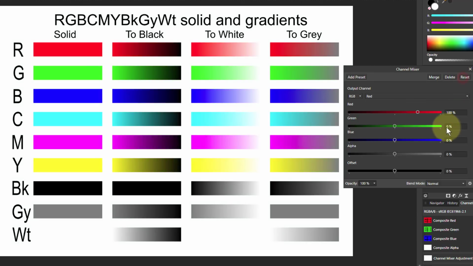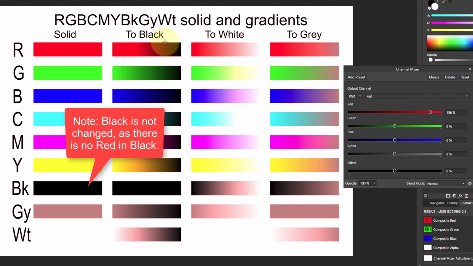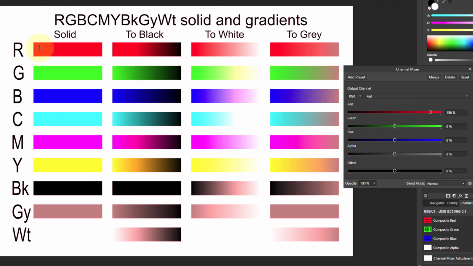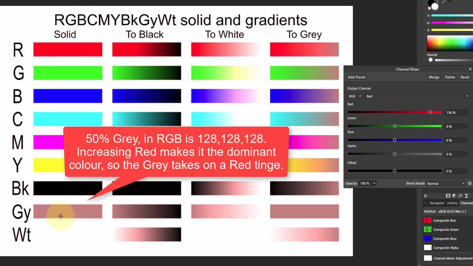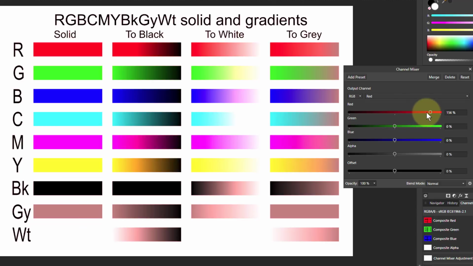So let's just reset this for a moment. What happens if I turn red up? When I'm turning red up, the white is not changing. And it's because the red in the white is already at 255. I can't increase it anymore. But what it does affect is the red in the grey, which isn't at 255. So I'm pushing the red up there, for grey has the same value of red, green and blue. And I'm pushing up the red, so there's more red in it, so it's appearing red. So I've got 156 now.